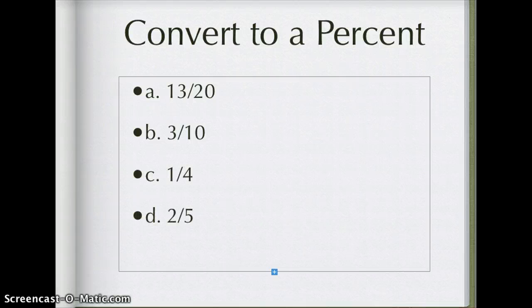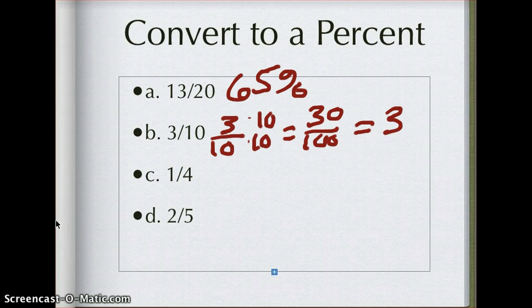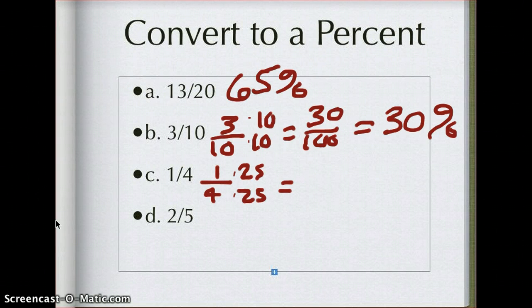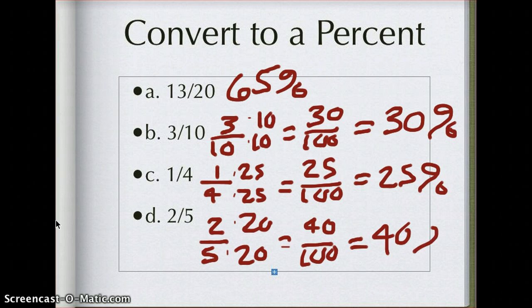I'm just going to skip forward till we can see all 4 of the problems. Alright, so on this first one we had 65%. Please pause the video now and figure out the answers to the next 3. Alright, hopefully you've done that. So 3/10, I'm going to change that times 10 times 10 to 30 over 100. That gets me 30%. 1/4 times 25 times 25 becomes 25 out of 100, 25%. 2/5 times 20 times 20, 40 out of 100, 40%. Hopefully you were able to get those answers.